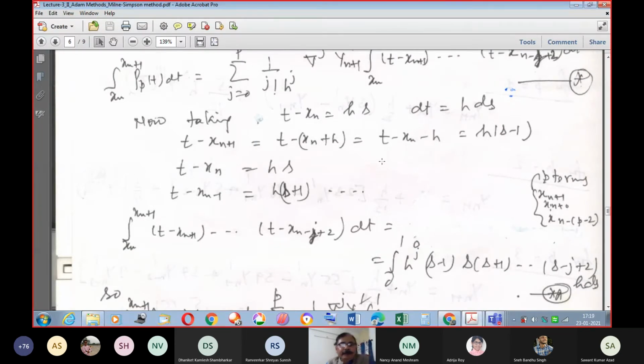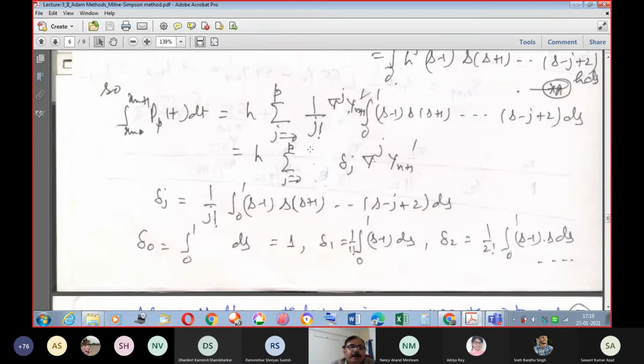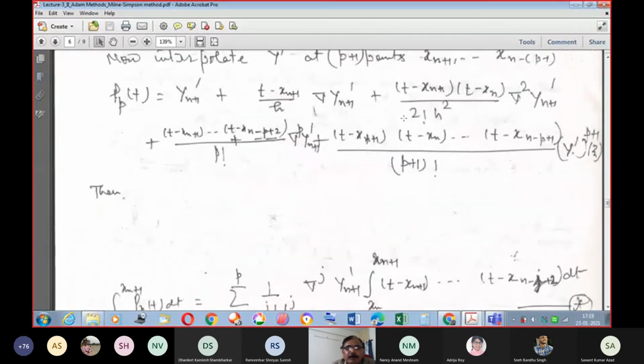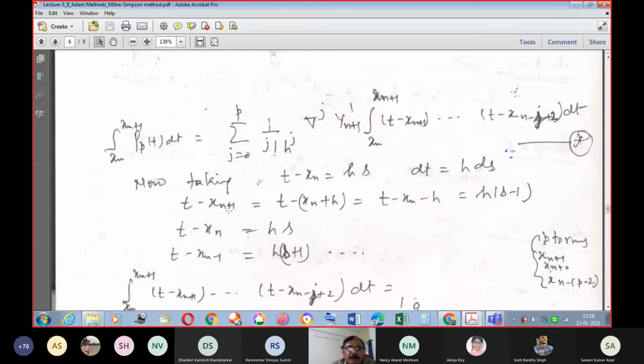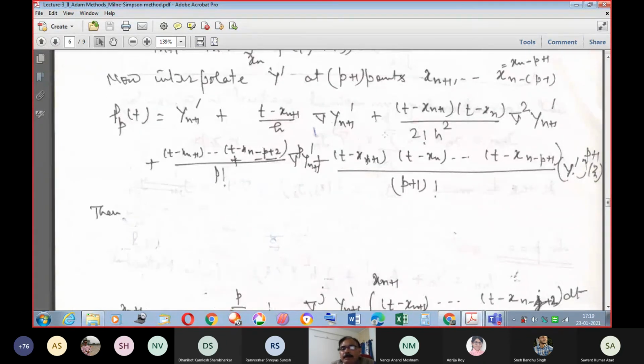So basically we'll get the following type of forms: the integral from xn to xn plus 1 of the polynomial dt, that will be h. I have written a delta j here instead of gamma j, a bit of difference is there. So the points will be s minus 1, s, because the first point in the product is t minus xn plus 1. Next point is t minus xn.